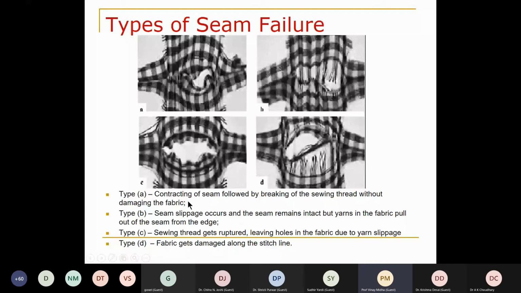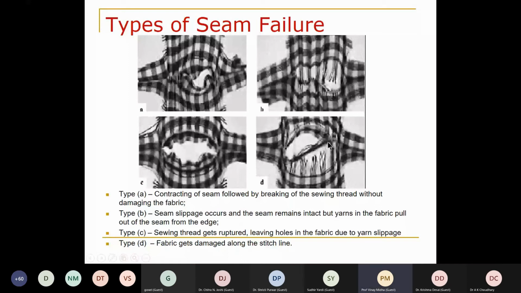Second case is seam slippage, where the seam remains intact, but the yarns of the fabric are pulled out when the loading is carried out. So in this case, we can say that the sewing thread is stronger and the fabric itself is weaker, and the yarns are pulled out. Third one is that the sewing thread gets ruptured, leaving holes in the fabric due to yarn slippage. Slippage of the yarns is also taking place, but the sewing thread is getting ruptured. And the last one is that the fabric is getting damaged and the sewing thread stitch line remains intact. There is no damage to the sewing threads.